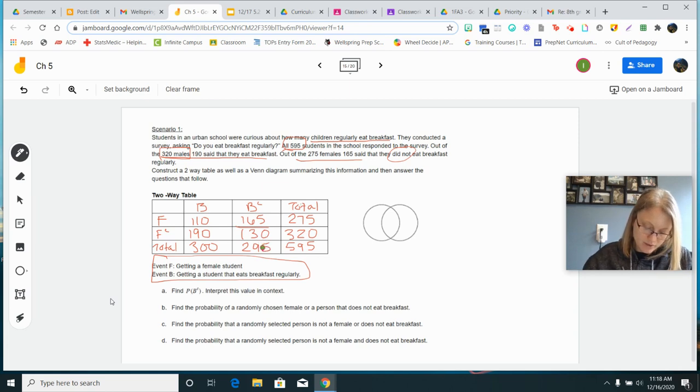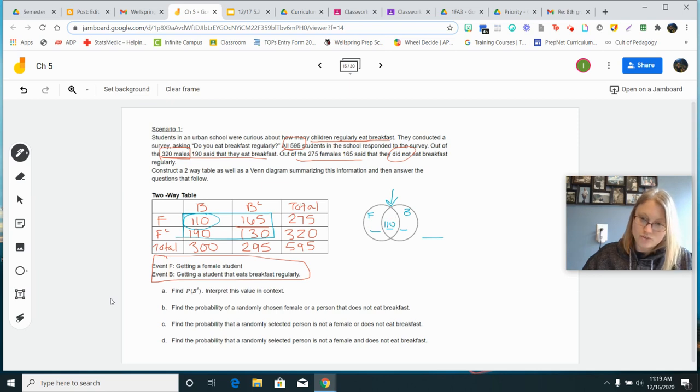Okay, so then for my Venn diagram, I just want to label my events. So here I've got event F, event B, and remember there's 4 regions. I just need to find the 4 regions from my table. So if I am starting out, I usually always start with the middle, find the overlap. I want anyone that's a female that also eats breakfast. So in this case, that's these 110 people. So 110 is going to go in the middle.